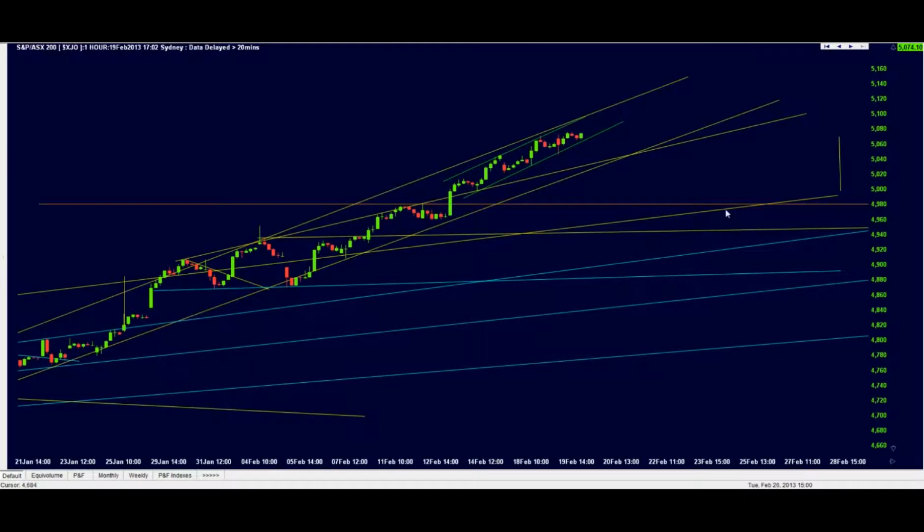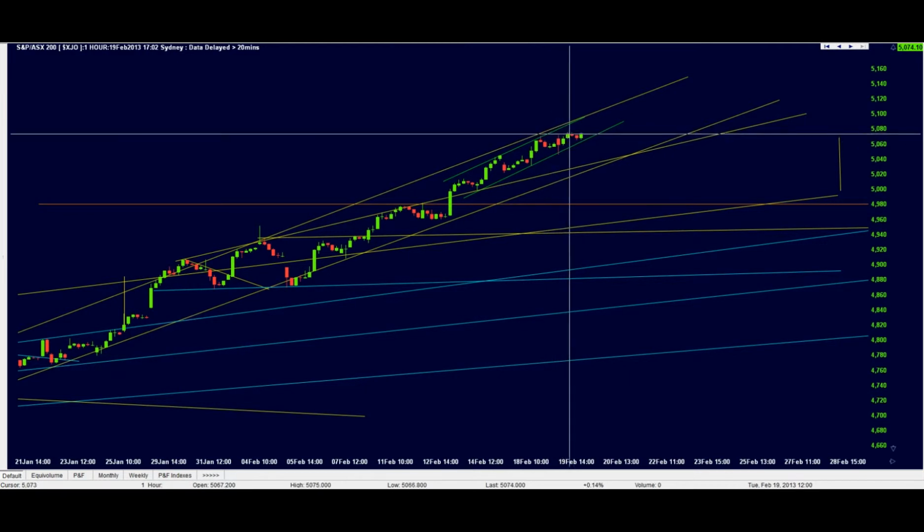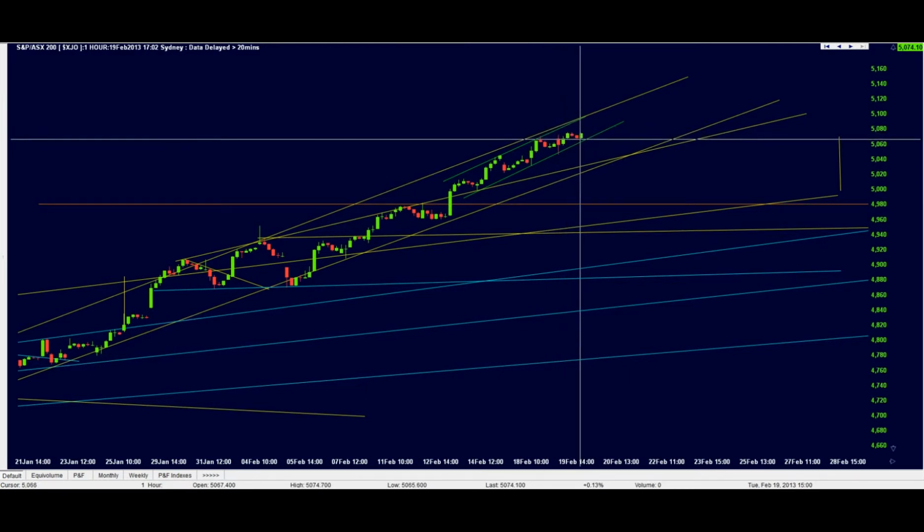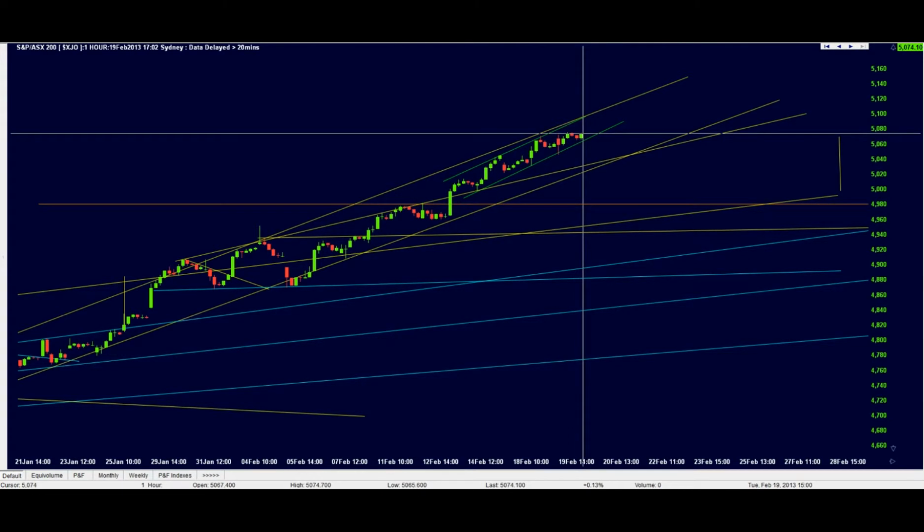Okay, looking on the hourly chart here, guys, we've pretty much opened up in today's trade. We had a little bit of selling pressure early in the morning, and then for the rest of the day, the markets were able to hold up. And I think we closed up about 18 points or so. So that was quite another good day for the Asx200.